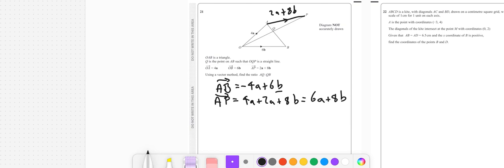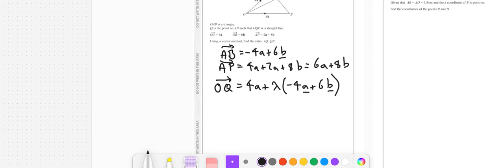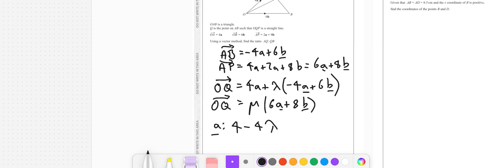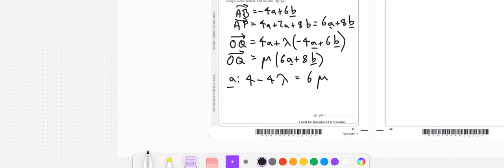So we're going to have two routes to get to the point Q. So OQ is either going 4a plus lambda of AB, which is minus 4a plus 6b, or it's just mu times AP, which is 6a plus 8b. We then equate those, so looking at the a's, we've got 4 minus 4 lambda equals 6 mu. Looking at the b's, we've got 6 lambda equals 8 mu.